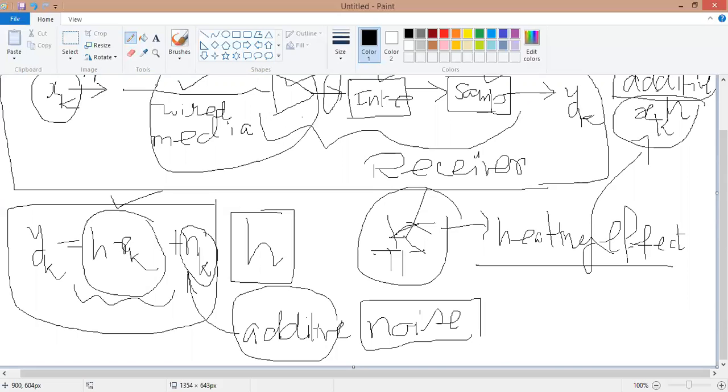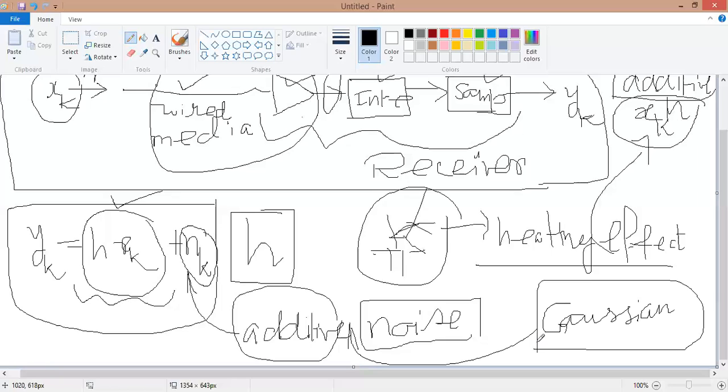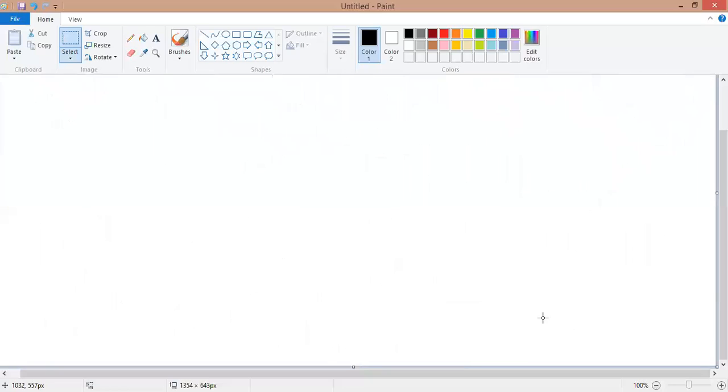So we have found y[k] is equal to h x[k] plus n[k]. But we know sometimes it is known as not only additive noise, but one more thing is present here, that is Gaussian noise. Why Gaussian? Who is responsible for this Gaussian nature? That I want to tell you now.